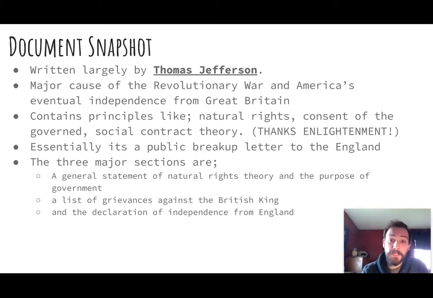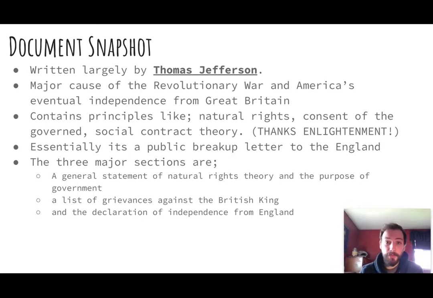The big one that we're going to be hitting today is John Locke, and that's because of his principles: natural rights, life, liberty, and property, consent of the governed, and social contract theory. Essentially, the Declaration of Independence is a breakup letter between the colonies and Great Britain.